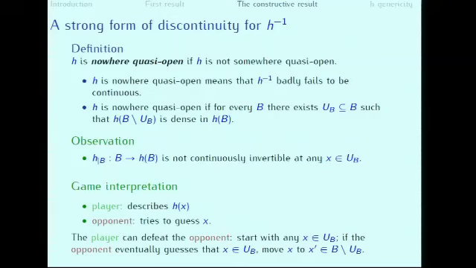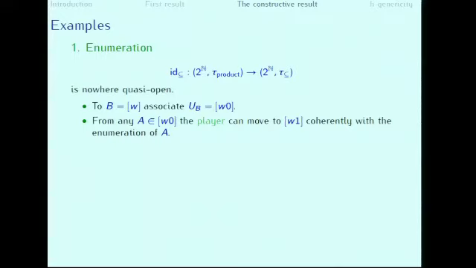And this is actually what happens in many basic constructions in computability theory. So let's take some examples. So again, this function that takes a set and enumerates it. Well, the player has a strategy for this.